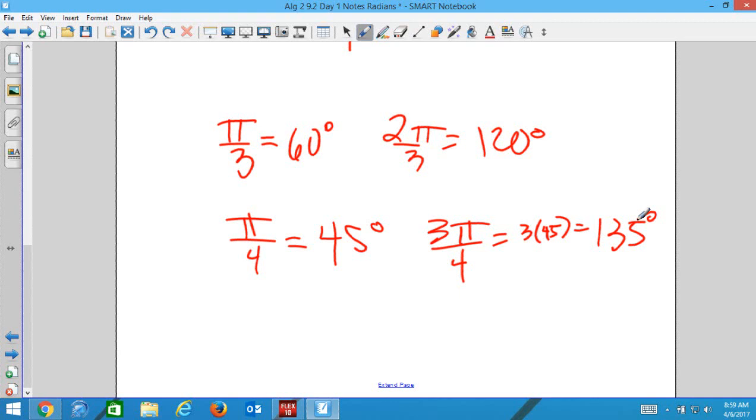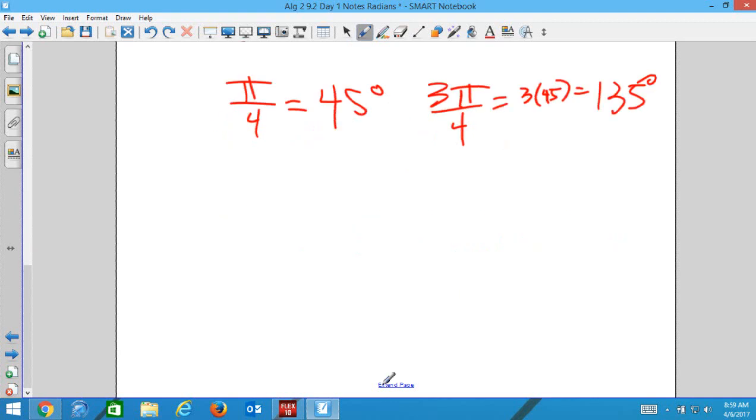You see I'm converting these? I'm using what we just did with pi to convert them. Pi over 6. Pi over 6 is what?